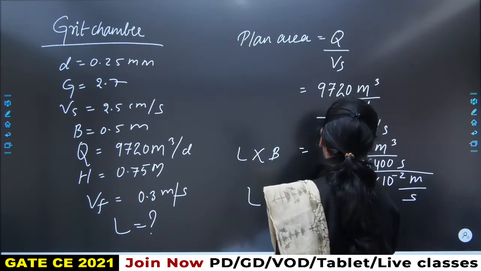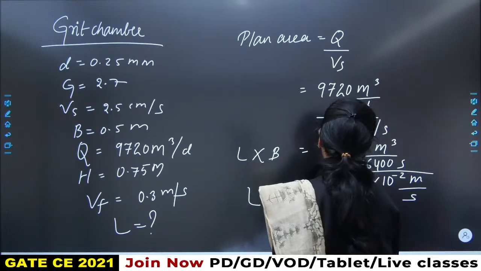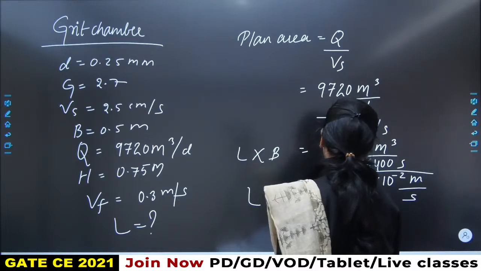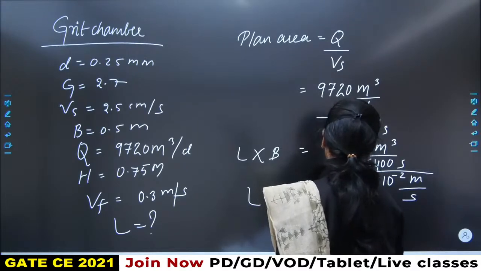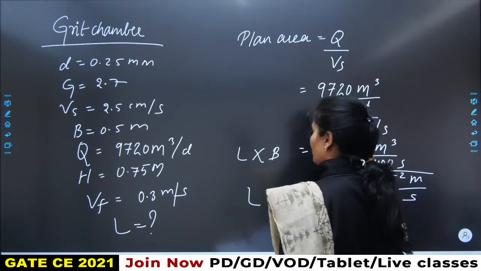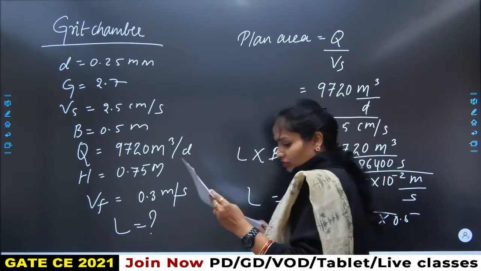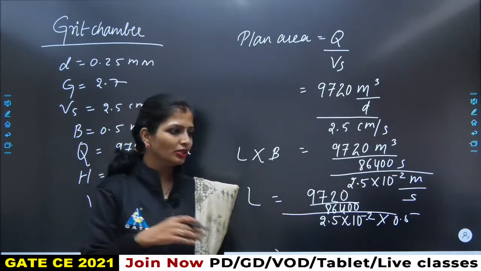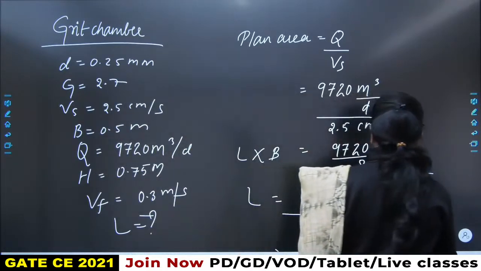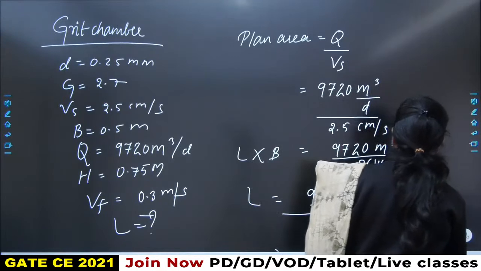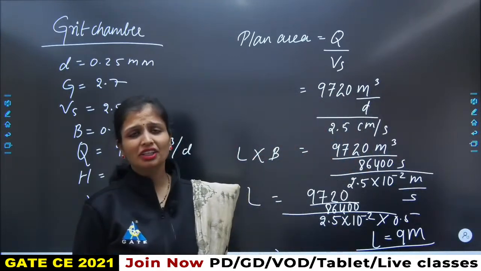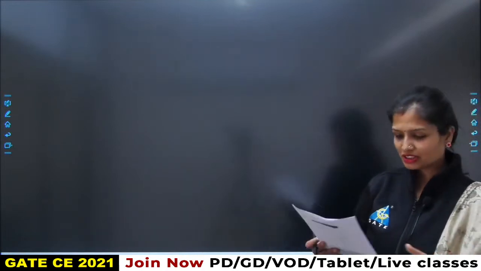So let me solve that. 9720 upon 86400 into 2.5 into 10 raised to power minus 2, and there will also be the width, that is 0.5. So width is given to me. On solving this, you will get how much? On solving this, you will get the length as 9 meters. Simple question dear, nothing to do, just the basic concepts. If you have knowledge about plan area and cross sectional area, you will be able to solve such type of questions. So not a big question.